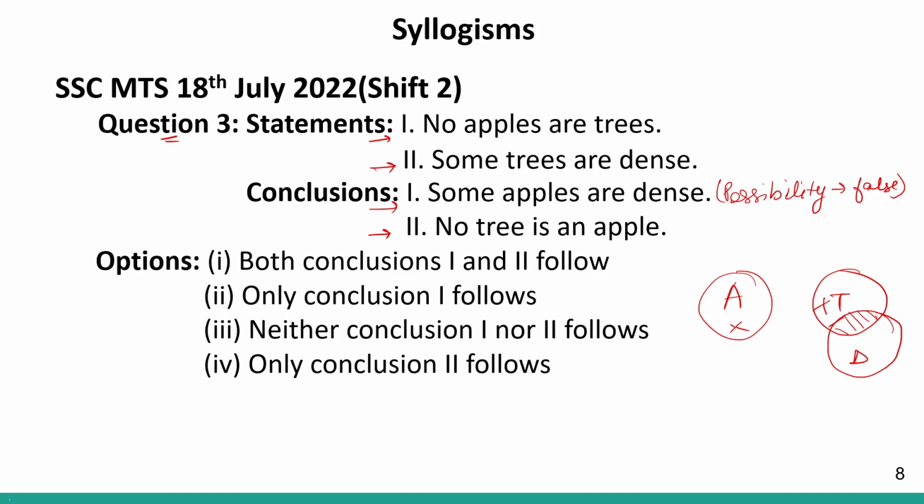So again, no tree is an apple is correct because they cannot overlap. So this is true. So I will say that only conclusion number 2 is true, which is given in option number 4. So option number 4 will be my answer.